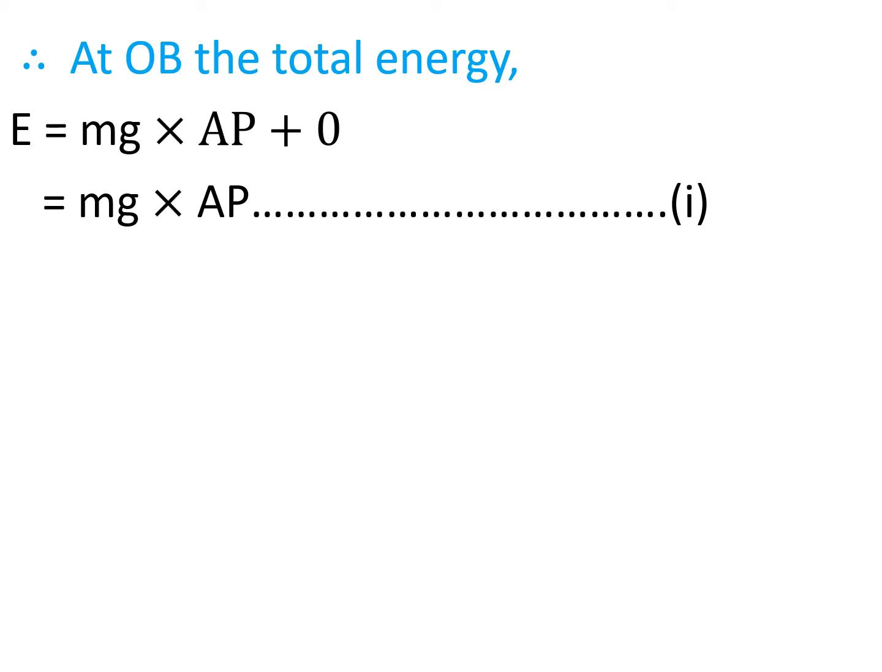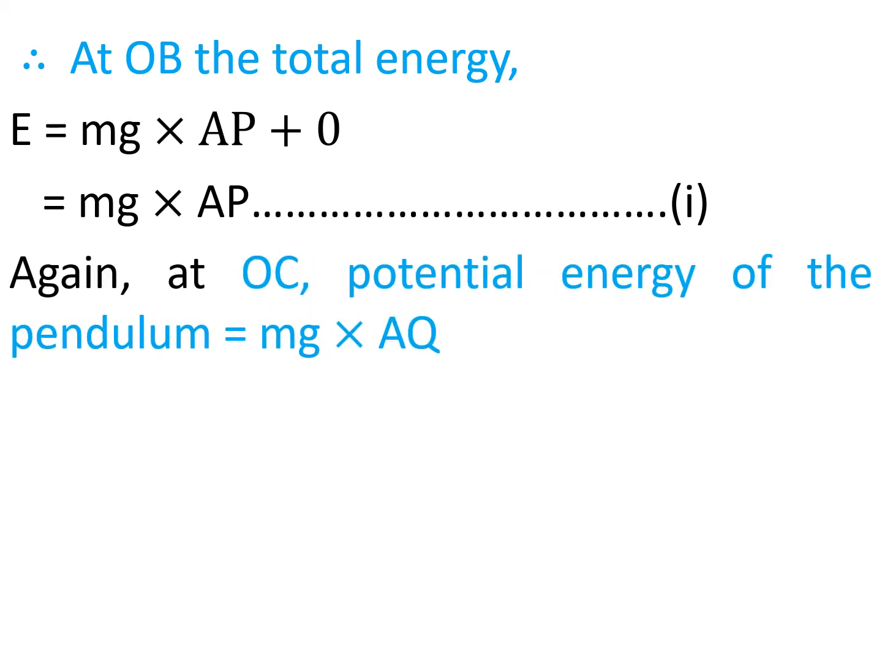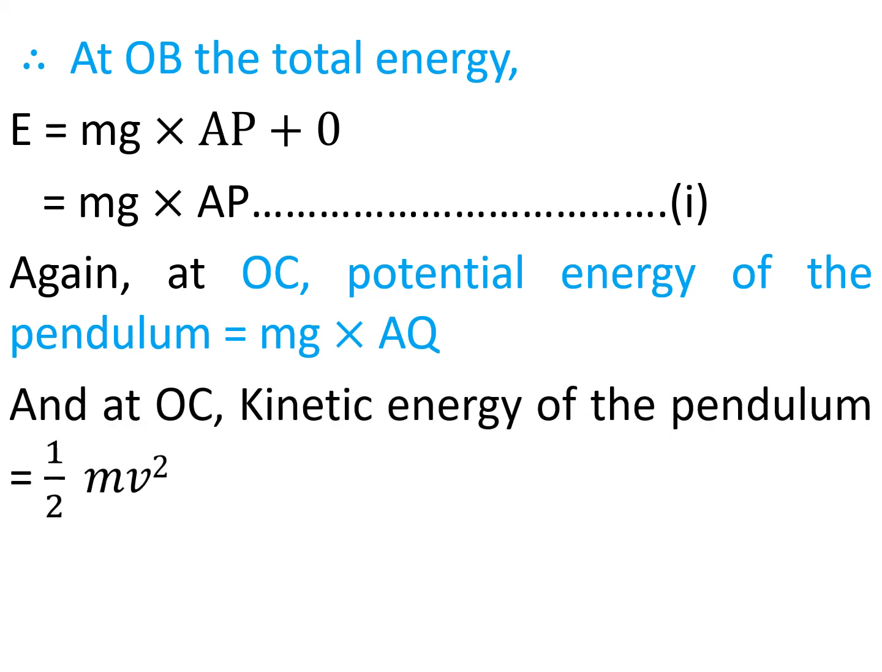Again, at OC, what will be the potential energy of the pendulum? It is mg AQ. Please look at the figure again, you can understand what AQ is. And at OC, the kinetic energy of the pendulum is half mv square. Now we can write half m into 2g into PQ.